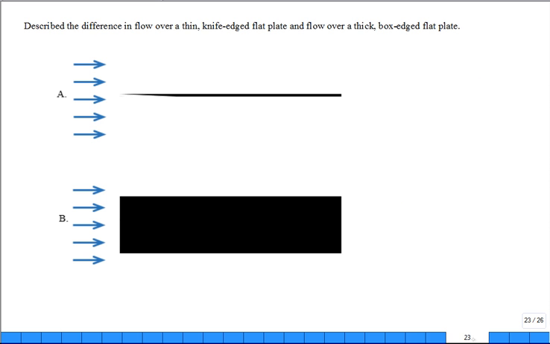What is the difference for flow when it approaches a thin, knife-edged flat plate versus a thick, box-edged flat plate? Here's the flow field, A and B. They're approaching something like a knife-edged flat plate, flat on the top with a knife cut on the bottom, versus this one. Here you're going to get a nice developing flow. Consider the velocity of the fluid right at the corner, a little away from the solid surface.